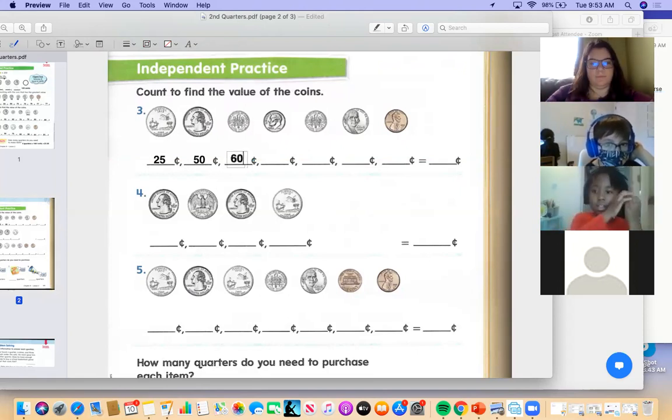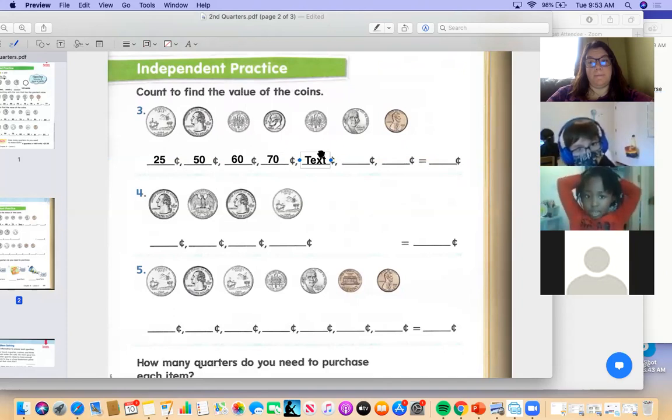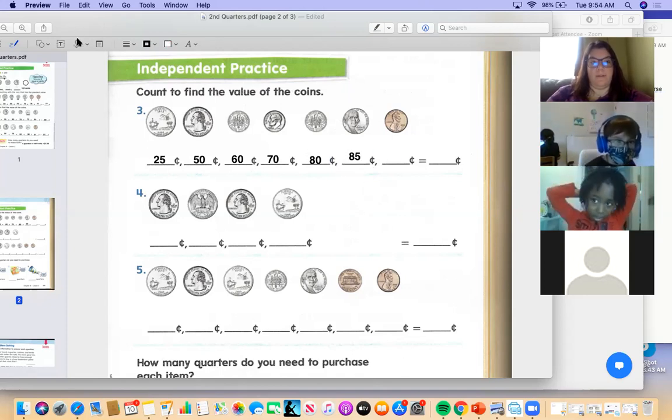60, 70, 75, 76. So hold on, we got 70, and we got another dime. 80, then 85, 86. 86, boom, good job.